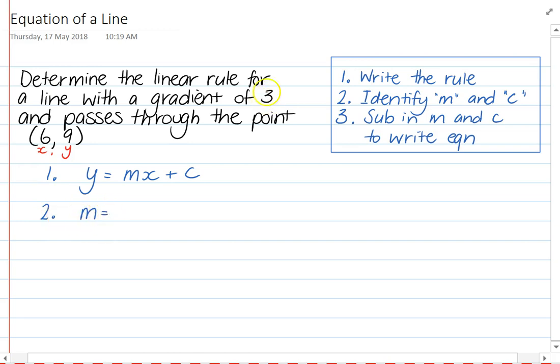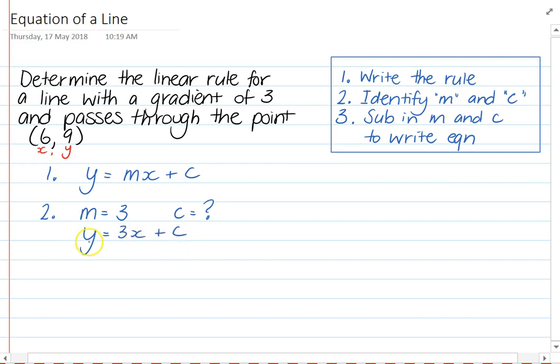So the gradient we know is equal to 3. c equals... we don't actually know what the y-intercept is yet. The y-intercept is not 9. 9 is a y-coordinate on the line, so we don't know that. So at the moment, if I was to write my equation, I've currently got y = 3x + c.